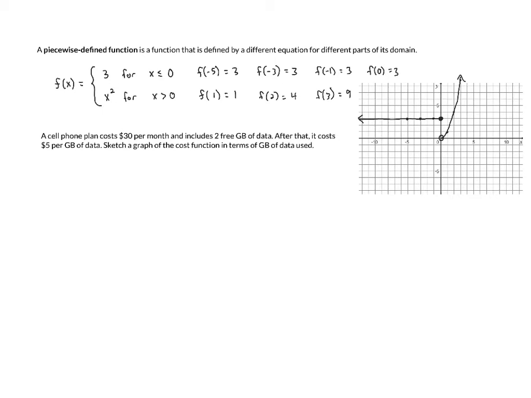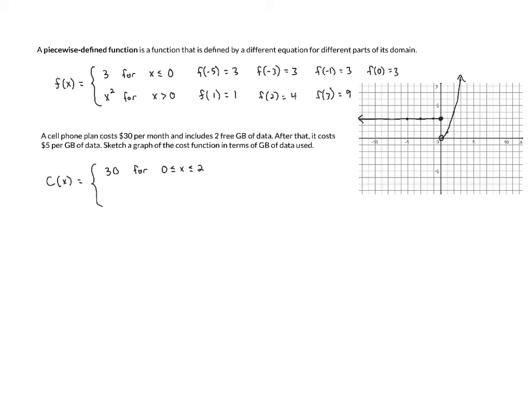So first what I want to do is write out the cost function, and we're letting it be a function of x, where x is the amount of data being used per month. Now first we're told that the plan costs $30 per month and includes 2 free gigabytes of data. So it's going to be $30 in total if the amount of data we have is between 0 gigabytes and 2.